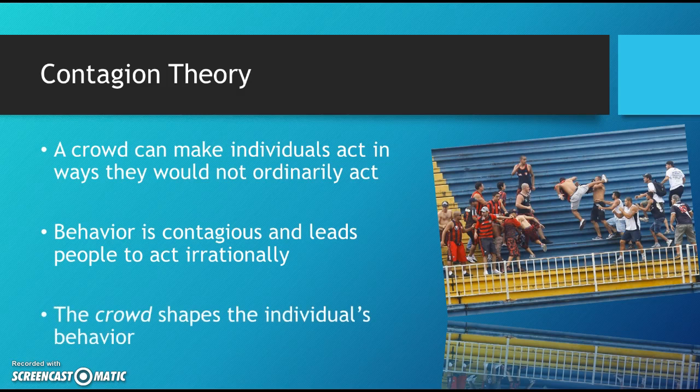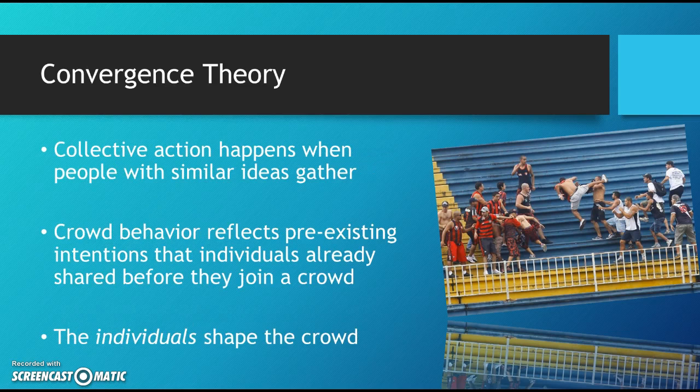Contagion theory argues that this is because behavior is contagious, and in a crowd, you lose yourself. You lose your individual self, and you lose your identity. Your identity becomes the crowd's identity, and the crowd shapes who you are, and you begin shouting and behaving in the ways that the crowd wants you to behave. Contagion theory says that behavior is transmitted from one person to the next, kind of the same way that an illness is transmitted from one person to the next.